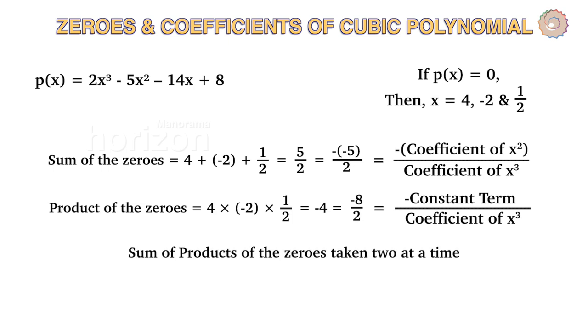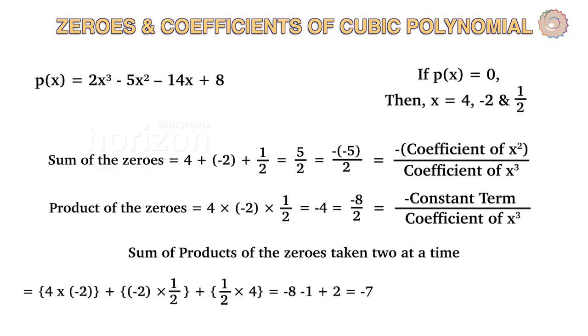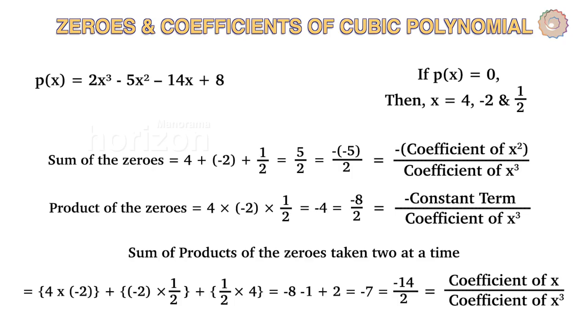And the sum of the products of the zeros taken 2 at a time, that is 4 into -2 plus -2 into 1/2 plus 1/2 into 4, is equal to -7 and can be written as -14/2, which is equal to coefficient of x divided by coefficient of x³.